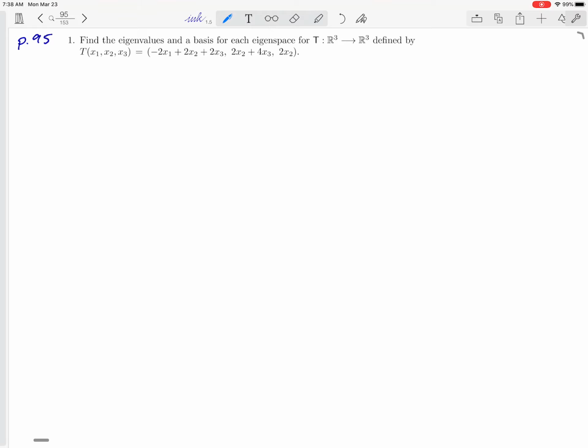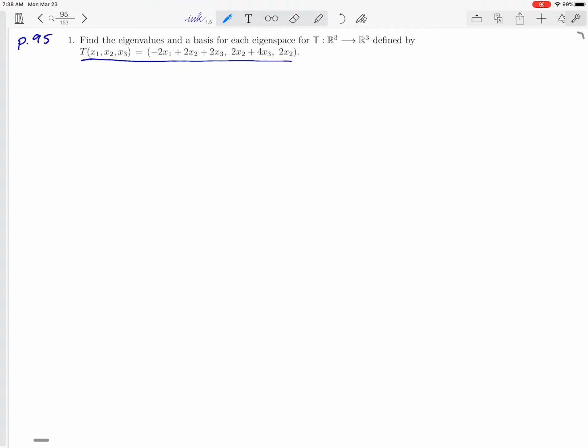So we are looking at exercise 1 on page 95 in the workbook, and this is our first example of finding eigenvalues and eigenvectors for a linear operator that's going to have a bigger matrix than 2 by 2. They'd like us to find the eigenvalues and a basis for each eigenspace for the linear transformation defined like this. To get started, we need a matrix for this transformation, and usually the best choice of basis is just the standard basis, in this case for R3.